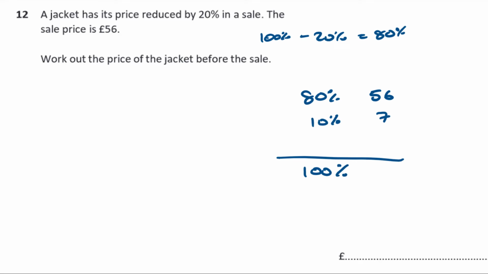Now we want 100%, so we can make 100% by taking one of our 80s and two of our 10%. So 80 and 10 together make 100. So doing the same thing this side, we'll take one of the 56s and two of the 7s, add them together, and that should give us 100%, shouldn't it? So 2 7s are 14, add on to the 56, that's 66, 70 altogether. So 70 is the original price of the jacket before the 20% was taken off.